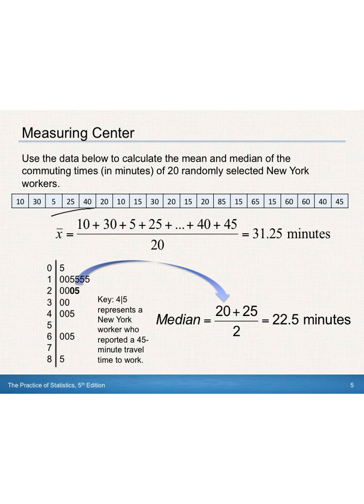Here is a representation of these data points being added up together and divided by 20 of them, because there are 20 total workers. And then here is a stem and leaf plot that's been created for it.